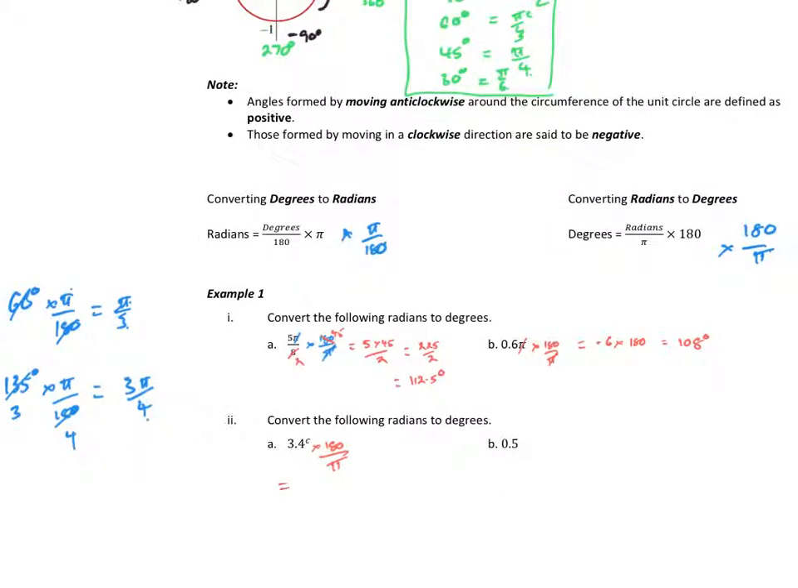And what was it equal to? It was 194.806 degrees, so 194.8 degrees. 0.5, so a half times 180 over pi is the same as 90 over pi, which is equal to 28.64 degrees.